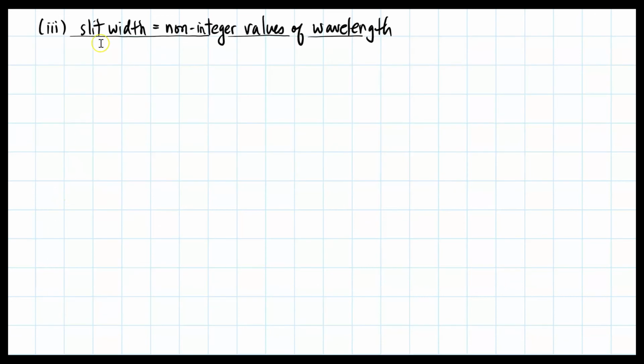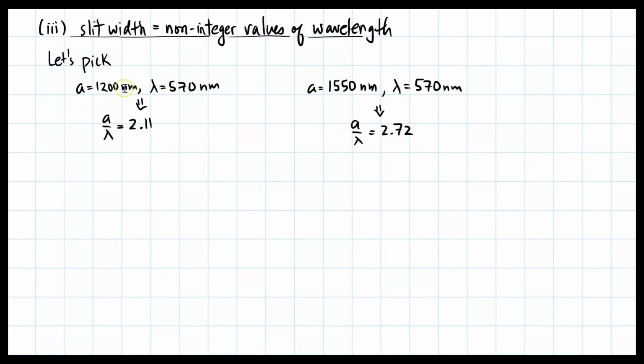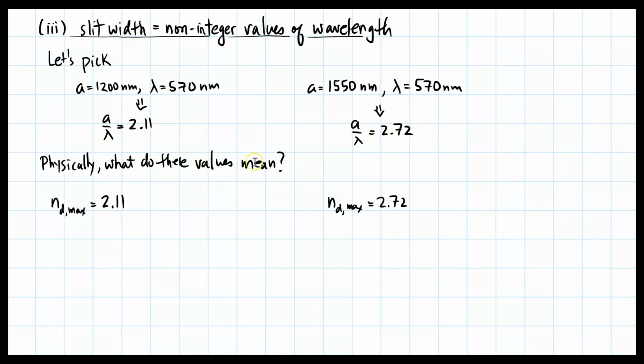Last case is with the slit width equal to non-integer values of the wavelength. So I'm going to pick these 2 quantities. I have A equal to 1200 nanometers, where the wavelength in each case is the same, and then the other aperture size is going to be 1550 nanometers. So when I calculate the diffraction pattern, I get 2.11 and 2.72. Basically, what does this mean?